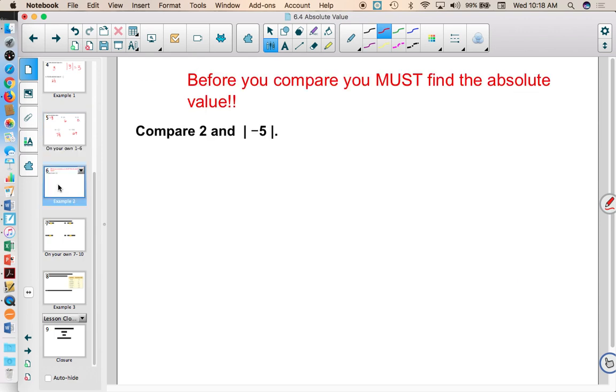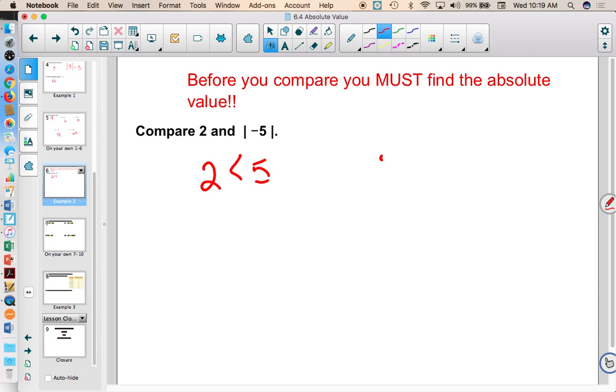Good. Before you compare absolute values, or before you can compare these two, you have to find the absolute value. It's kind of like following the order of operations, okay? We have to deal with the absolute value first. So what 2 numbers am I really comparing here? Jaden? 2 and 5. I'm really going to compare those 2 numbers. Well, 2 is what compared to 5? Less than.